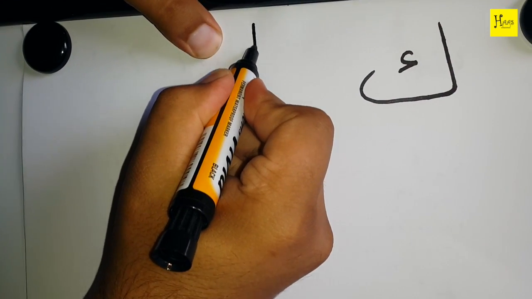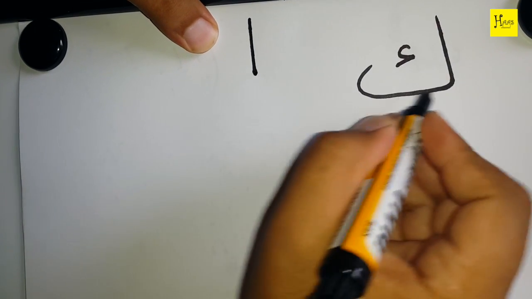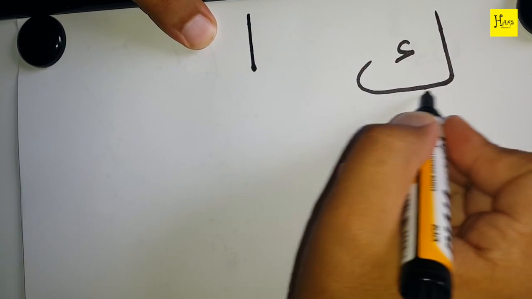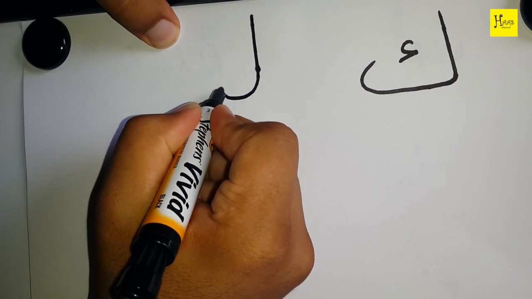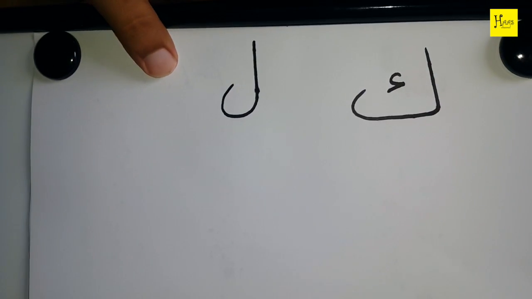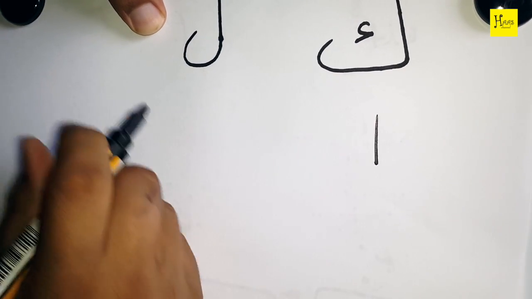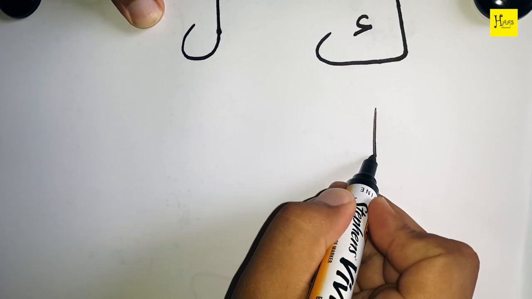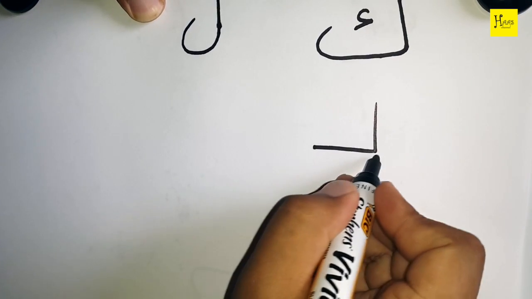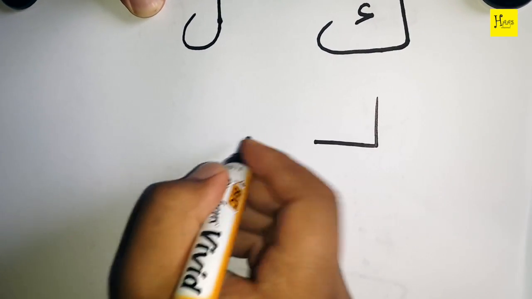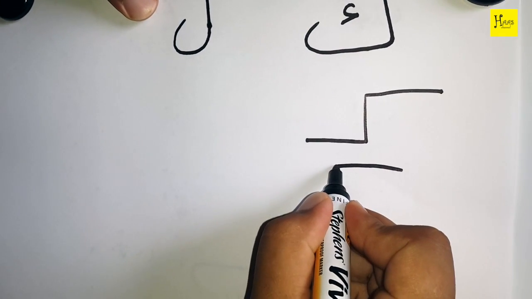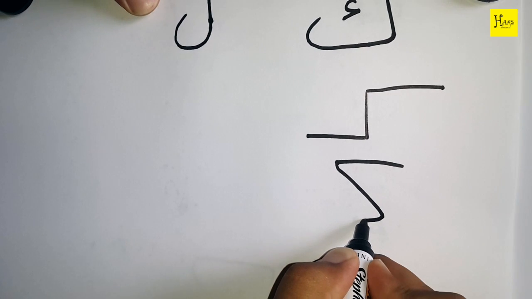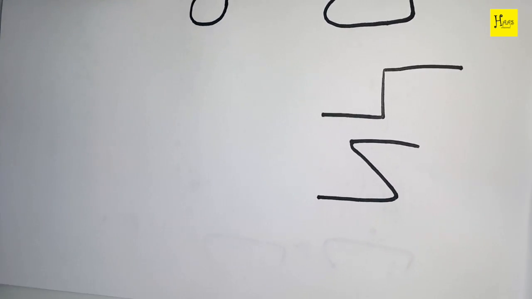We start from top to bottom, and then instead of going all that way, very long, we just make it like that. Lam. We start again the same, a line. We connect also a line from here, and then you just do like that. So what I usually do, I do like that.